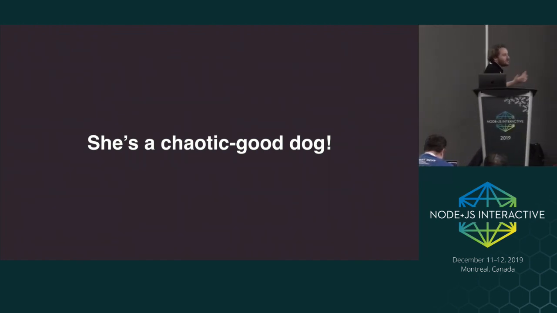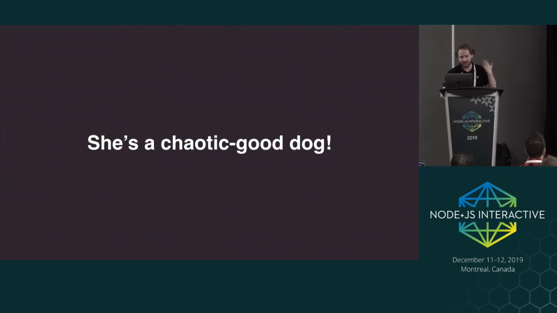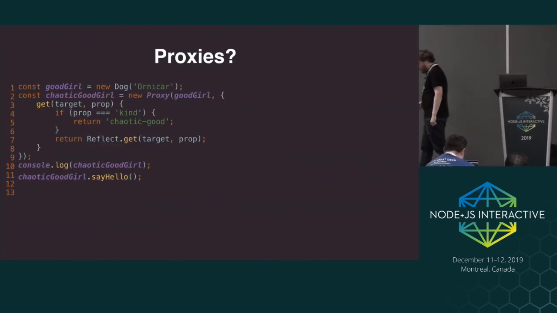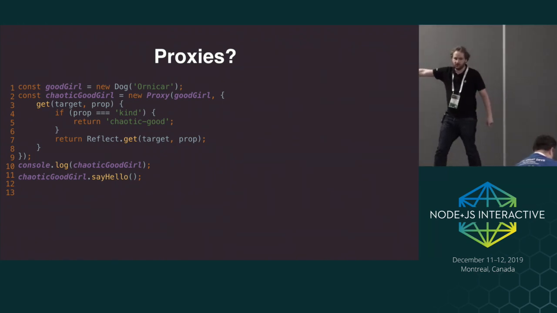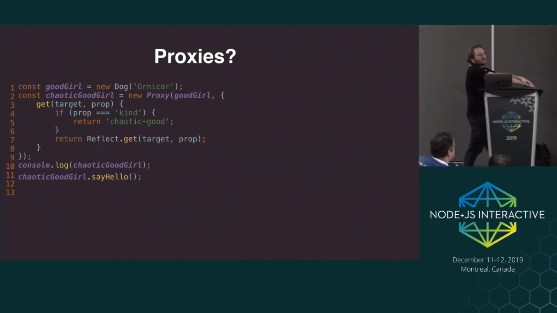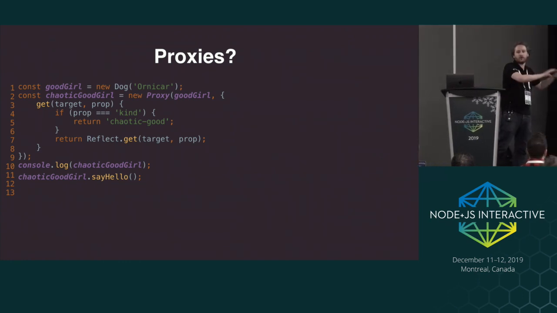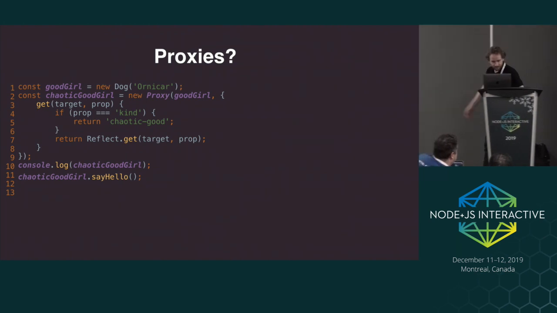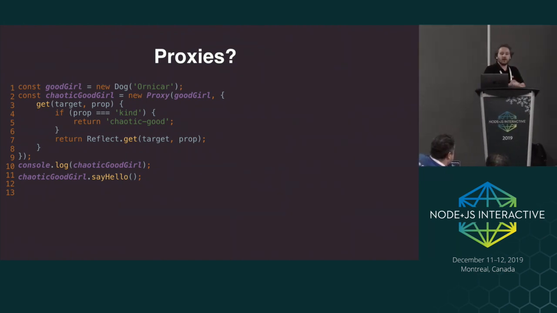So yeah, she's still a good dog. She's just a chaotic good dog. We cannot unalign all the dogs based on that. So we want to find a way to make Ornica a chaotic good dog, but she's still a good dog, and without impacting all the other dogs. I don't want to change the constructor of dogs just because one dog is not good only. So I create a proxy.